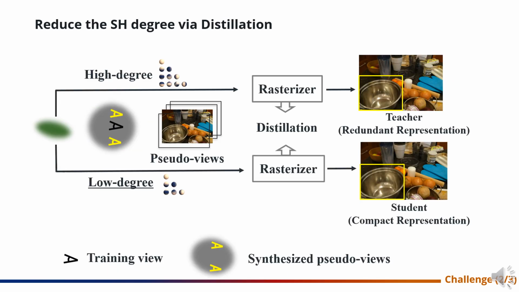In the second challenge, the high-degree spherical harmonics, SH, coefficients used for modeling scene reflection, contribute to an overparametrized representation when fitting to the scenes. However, compressing it directly by shrinking the higher degree harms the reflectance effect, and we propose a general distillation step enhanced by pseudo-view augmentation to harmlessly transfer the knowledge into a compact level.